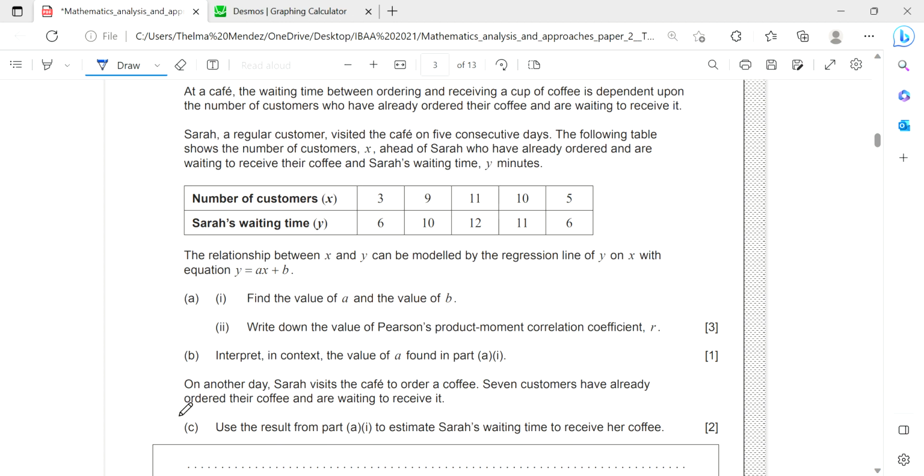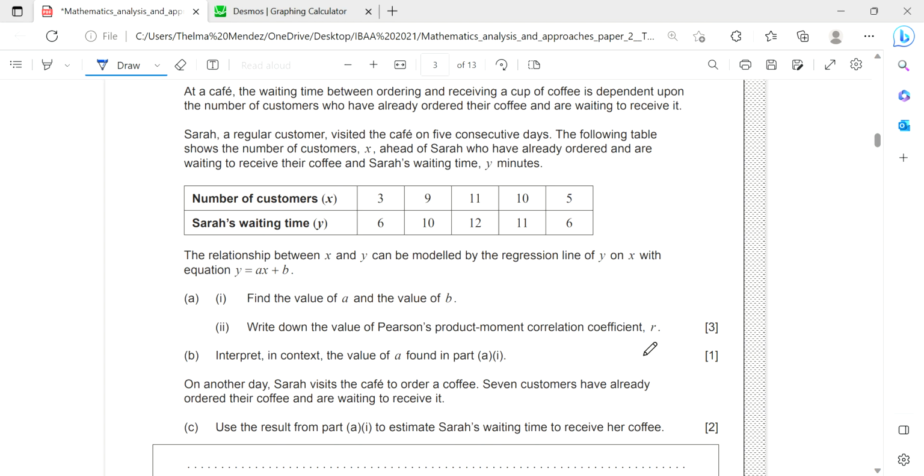So in this problem, we are given the number of customers labeled as X. This refers to the number of customers ahead of Sarah who have already ordered, and Sarah's waiting time, which is Y. The relationship between X and Y can be modeled by the regression line of Y on X with the equation Y equals AX plus B. First question, we have to find the value of A and B, and we also have to write down the value of the PMCC, known as R.